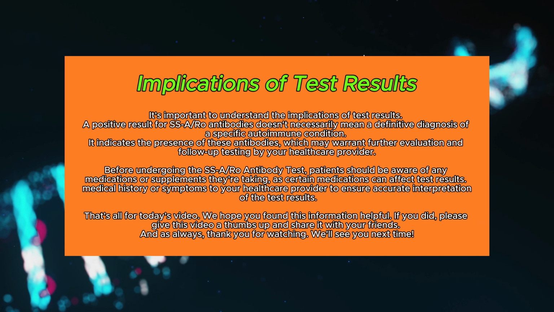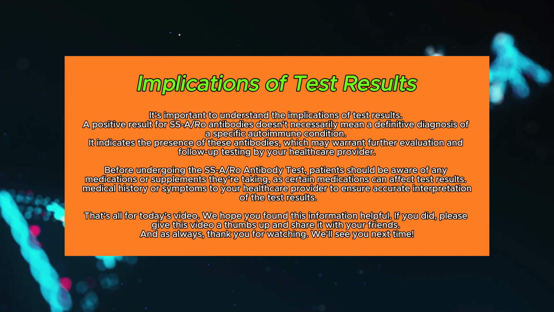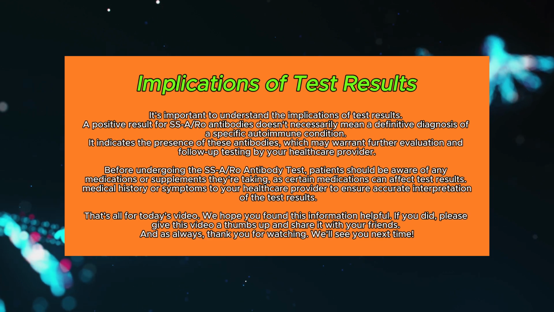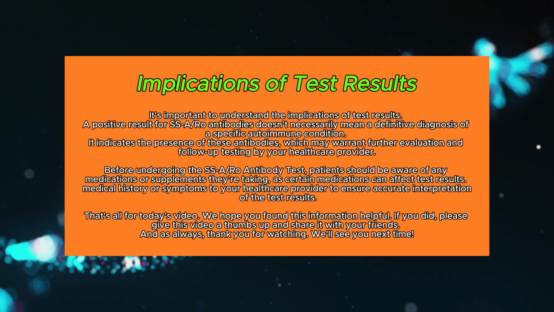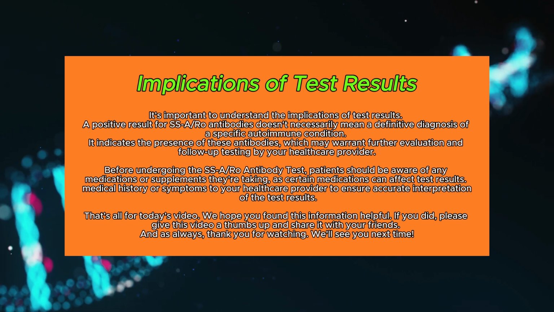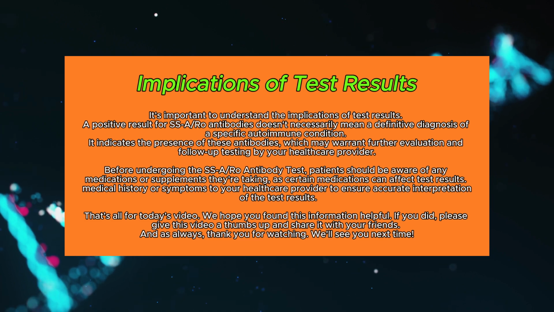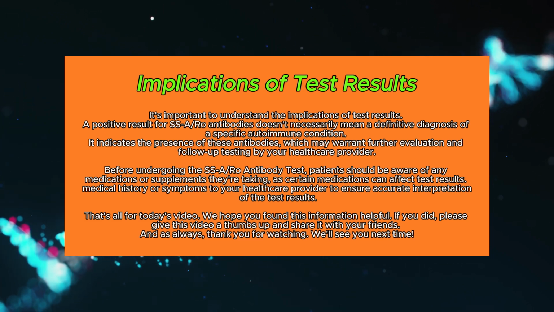Implications of test results. It's important to understand the implications of test results. A positive result for SSA RO antibodies doesn't necessarily mean a definitive diagnosis of a specific autoimmune condition. It indicates the presence of these antibodies, which may warrant further evaluation and follow-up testing by your healthcare provider.